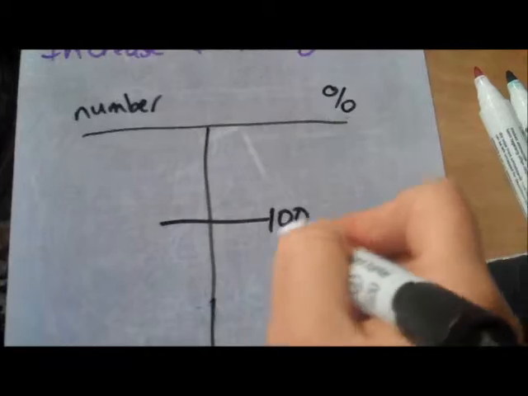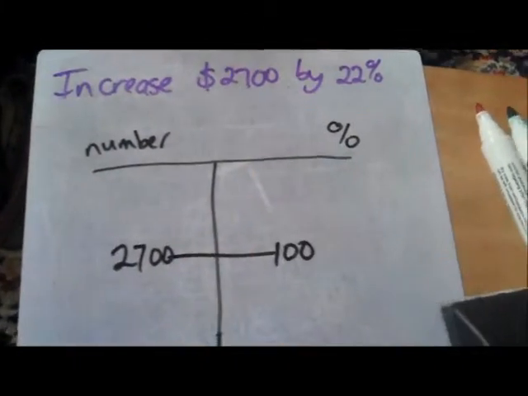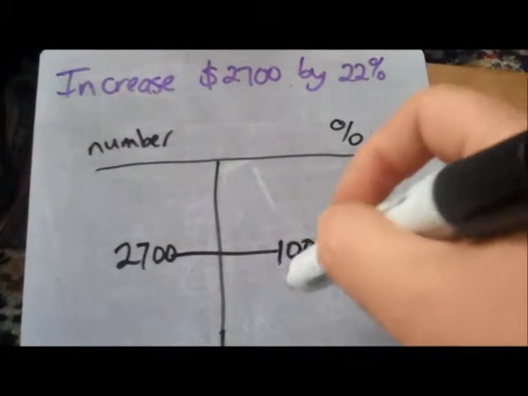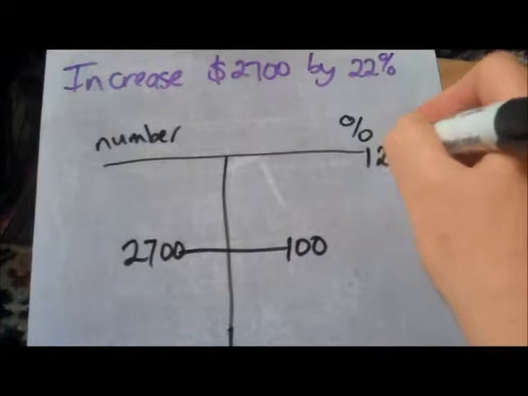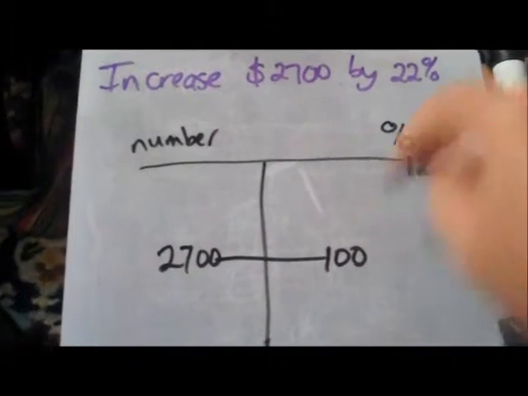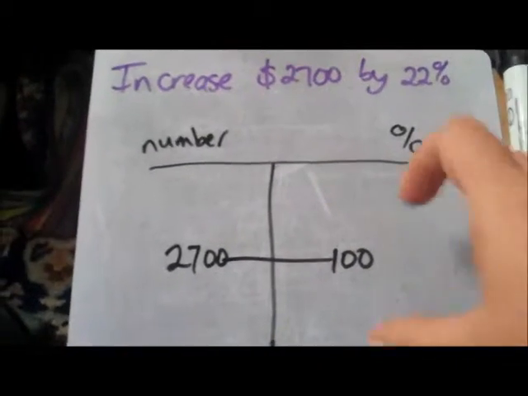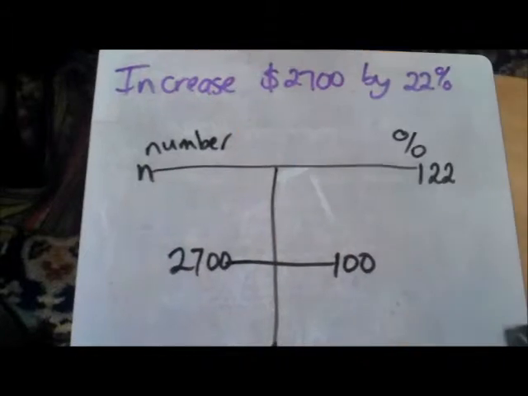100% is 2,700. I want to increase it by 22%. So I'm going to get to 122%. Can you see how I did that? I added on the 22. Yeah, I want to find what 22% more is. So my number will be here. That's the unknown number.